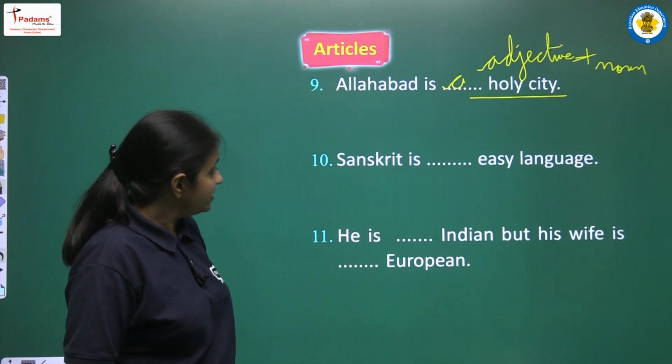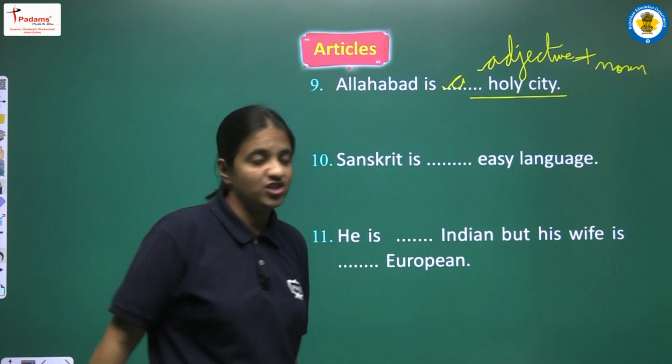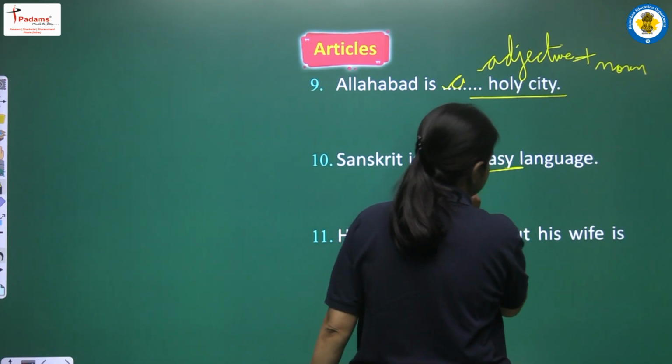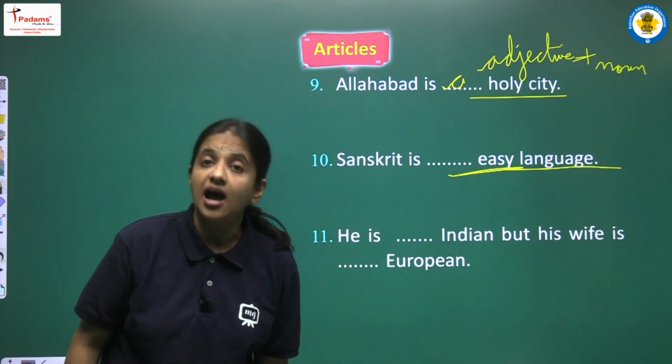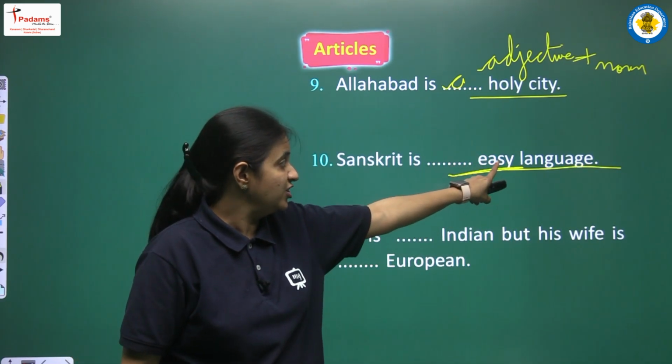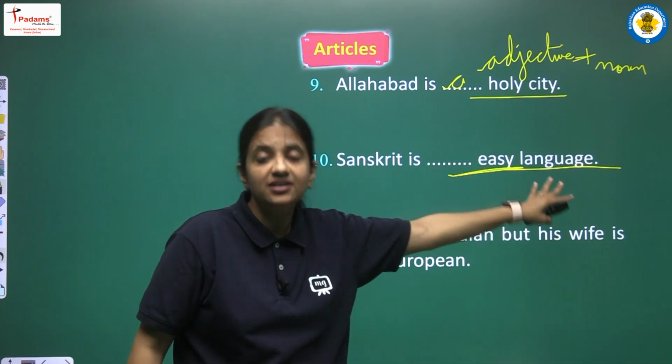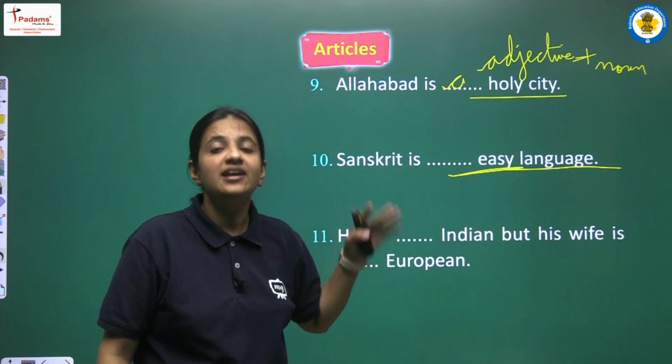Next, Sanskrit is easy language. Again we are having easy, that is one of the adjective, and language, that is one of the noun. Yes, we are having the combination of adjective plus noun here. So yes, we can use article here, and how?